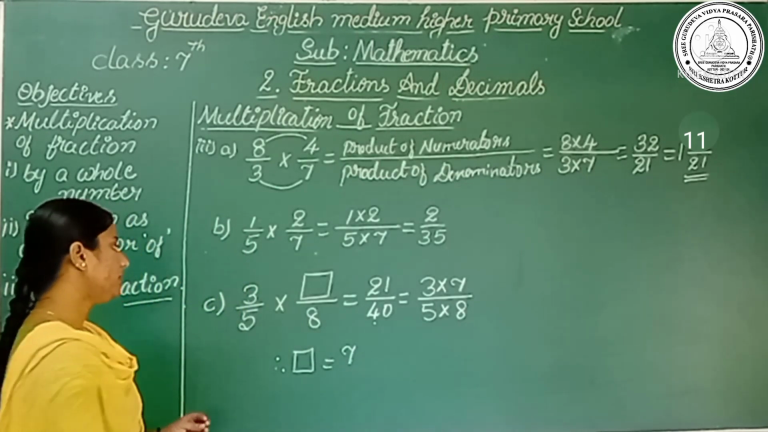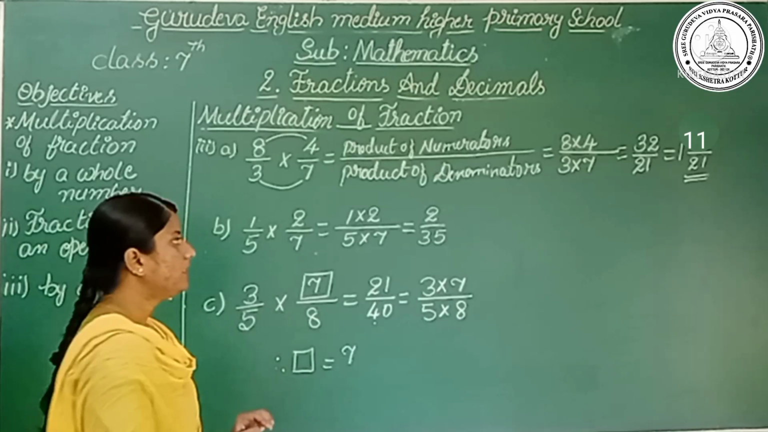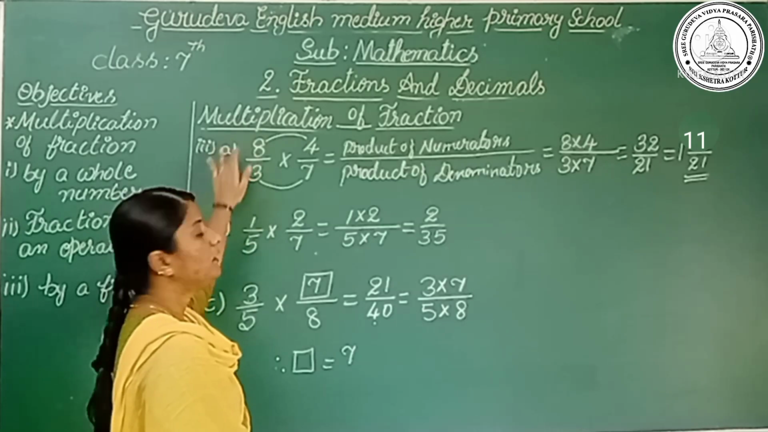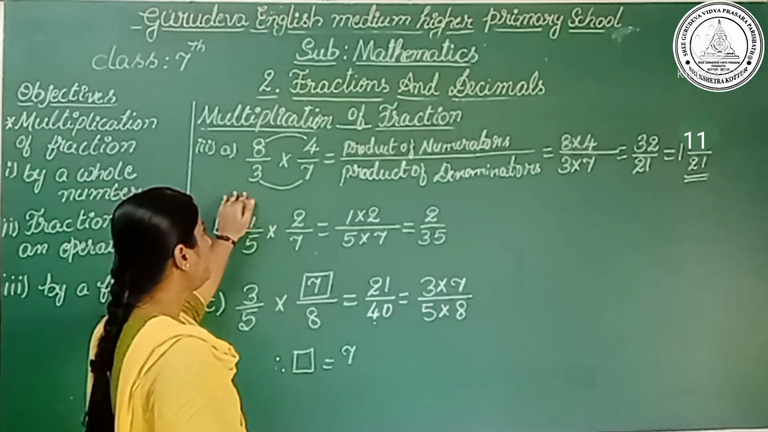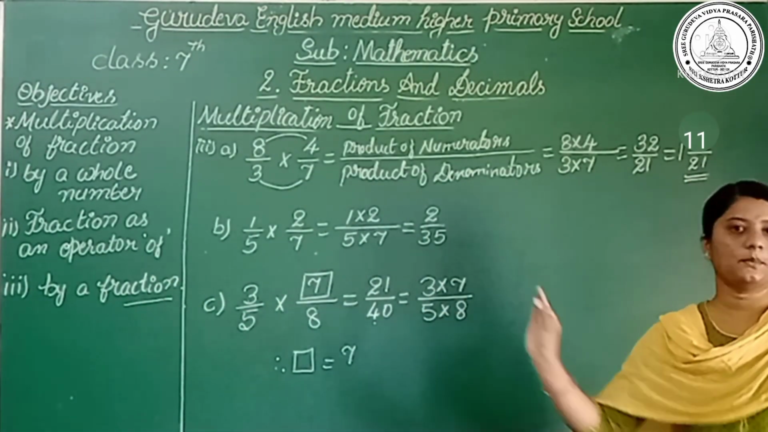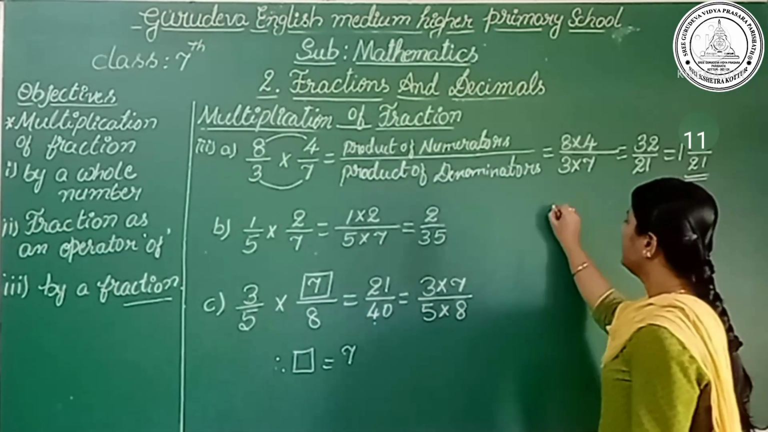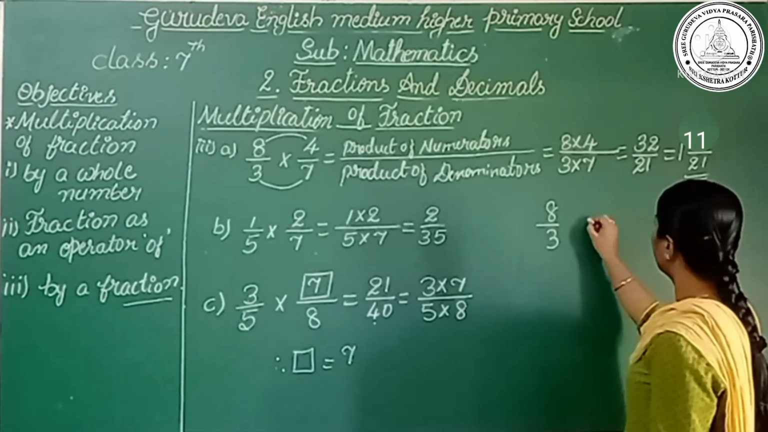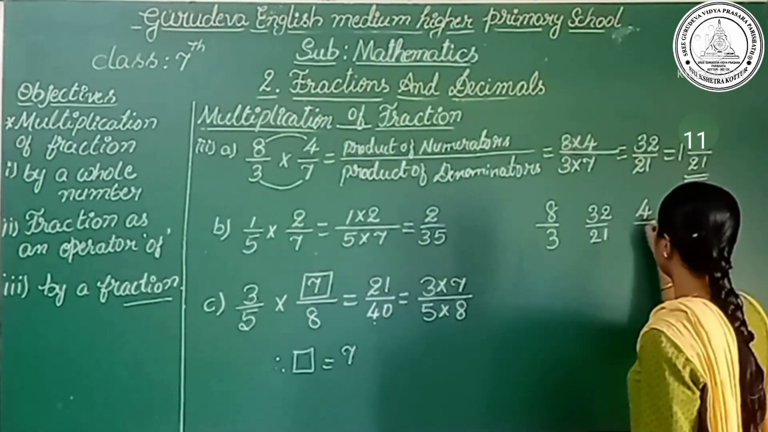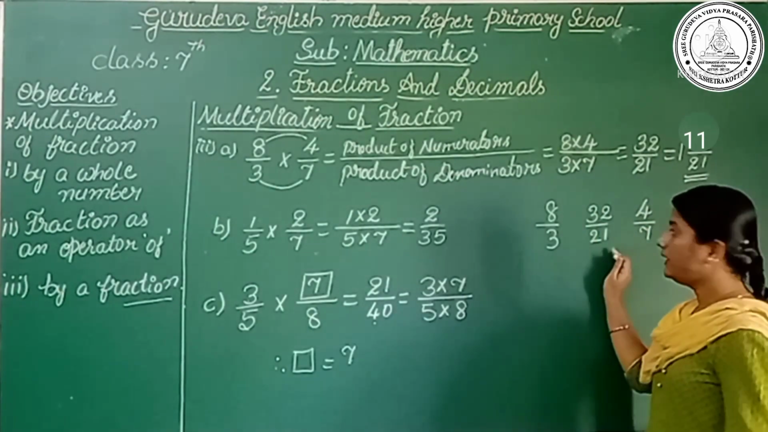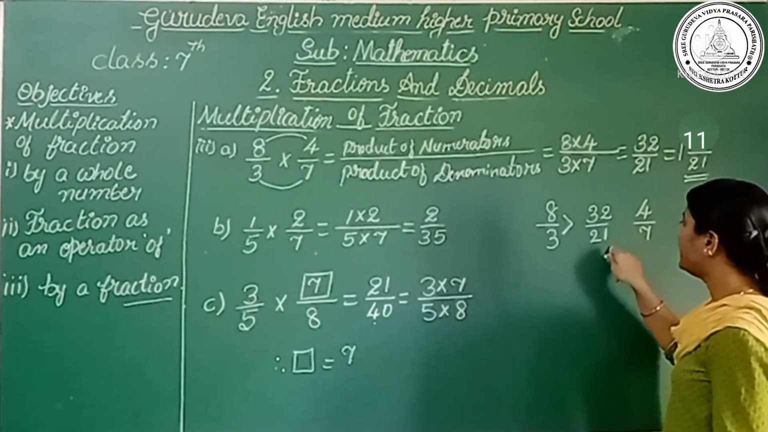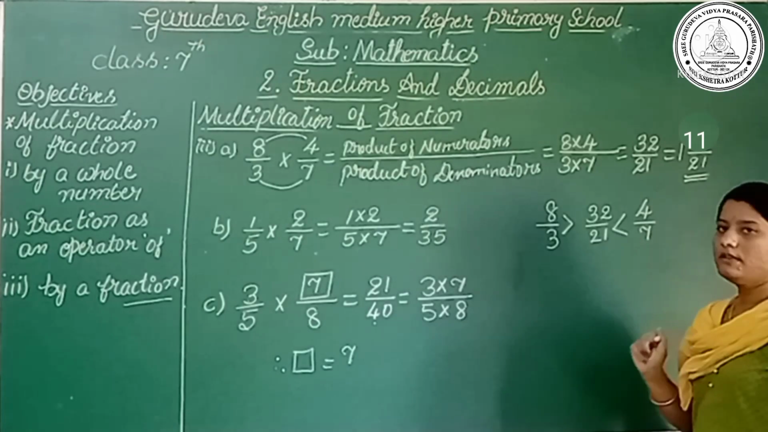Right? So if I observe here, when we multiply two improper fractions, and when we multiply two proper fractions, we will get a product that is less than the proper fractions. Okay, once you observe here 8 by 3, and that is 32 by 21, and 4 by 7. So compare these two. 8 by 3 is greater than 32 by 21, and 32 by 21 is less than 4 by 7.